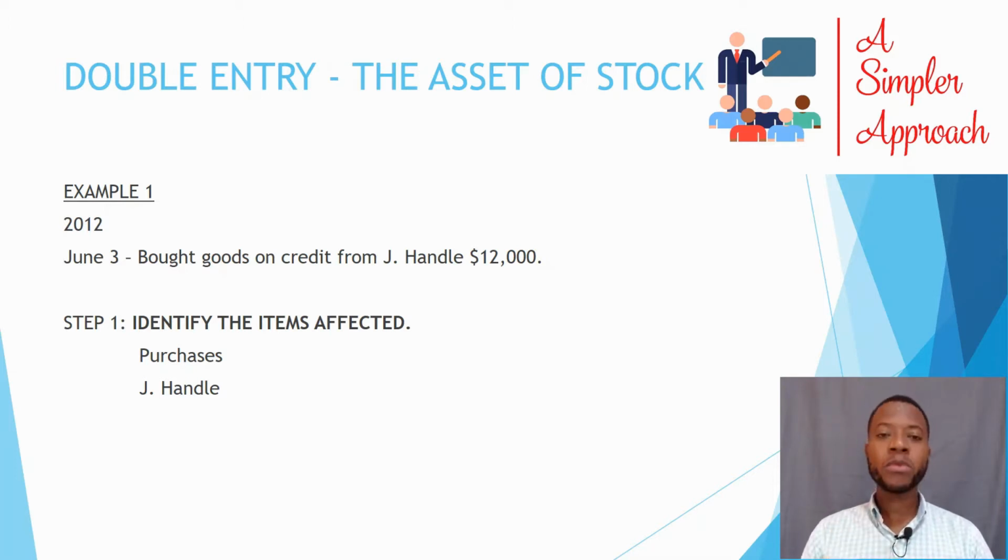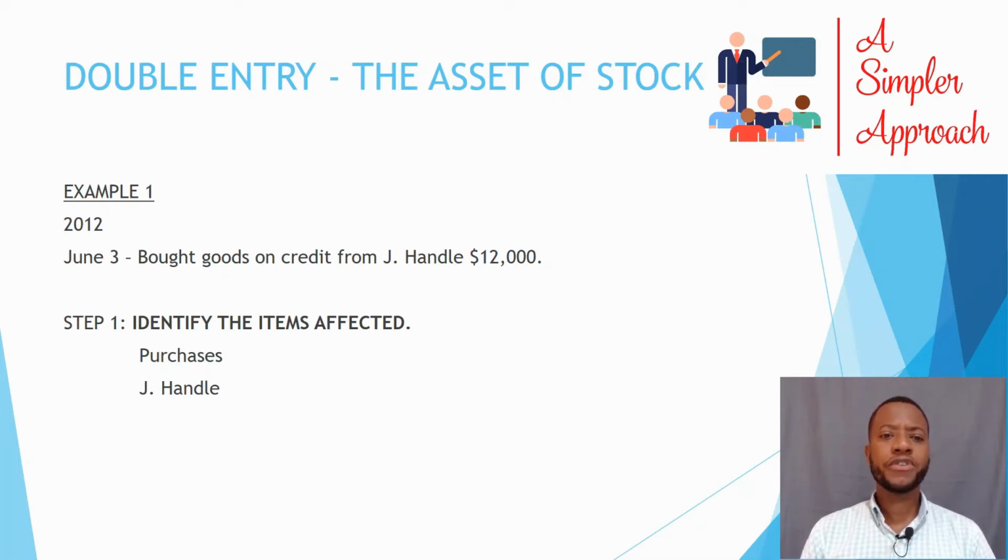Two, the asset of stock. You see what I'm trying to say to you? Stock is an asset. So straight away you already have an understanding of what's happening. You're dealing with an asset, which means automatically you should know the double entry rule for it. So when it increases, debit. When it decreases, credit. That should be automatic for you. All right? Cool.